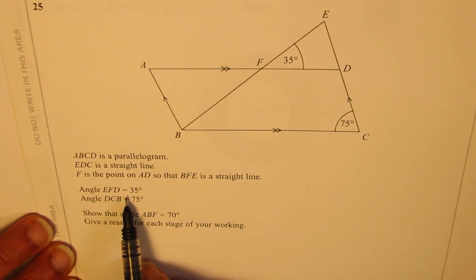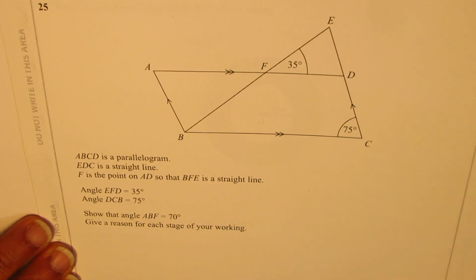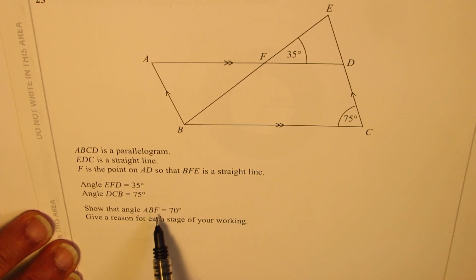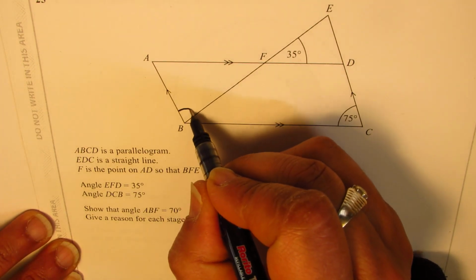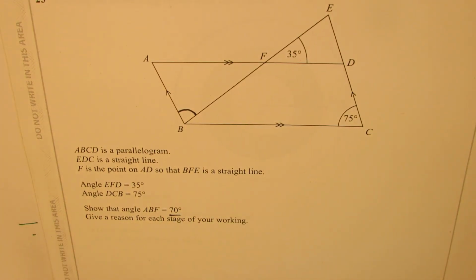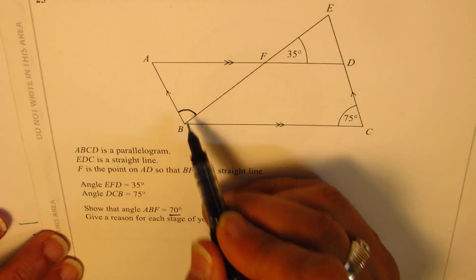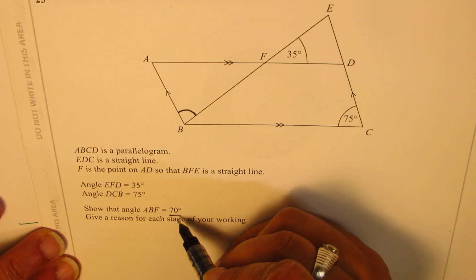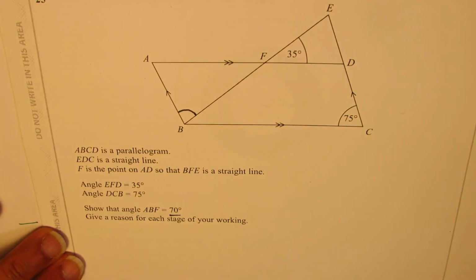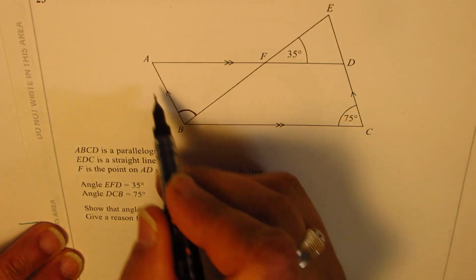Angle EFD is 35 as mentioned. Angle DCB is 75 as mentioned. Show that the angle ABF, we have to find this angle, is 70 degrees. Give reasons, right? Now, basically, we need to find this particular angle, and we have been given the value, which is 70. So we could begin by, so this is a parallelogram.